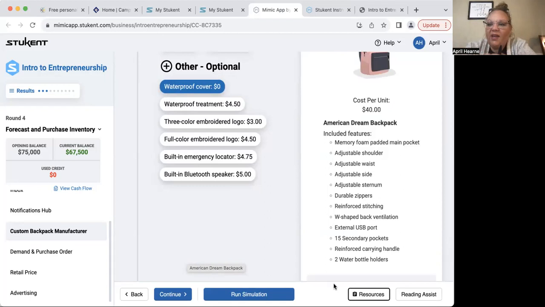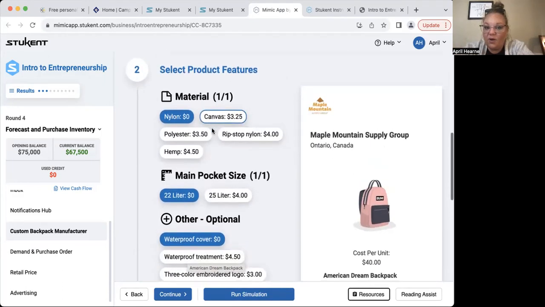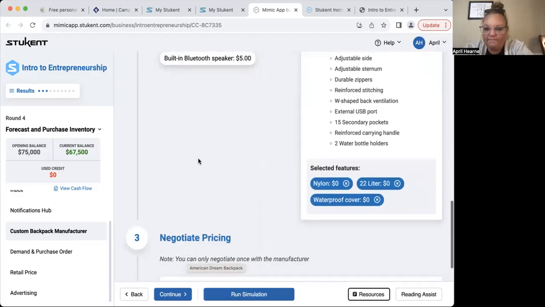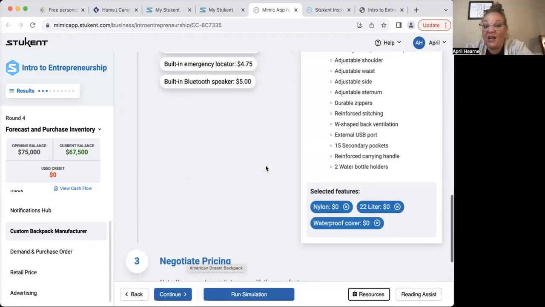Do these features align for the most part? You'll never get all of them, by the way. You'll never meet 100% of every customer's wants and needs, but you can get a lot of them. So given everything that we know about this guy, these are the features that come on the backpack automatically for $40. And then you can add some other things. What if you want canvas instead of nylon? What if you wanted 25 liter instead of 22 liter? Okay, you get the point. Then you go down here and you negotiate the price. They're telling you it's $40 based on everything that I clicked.